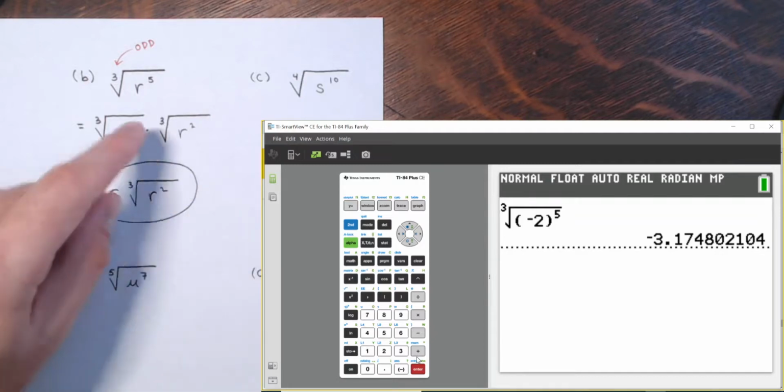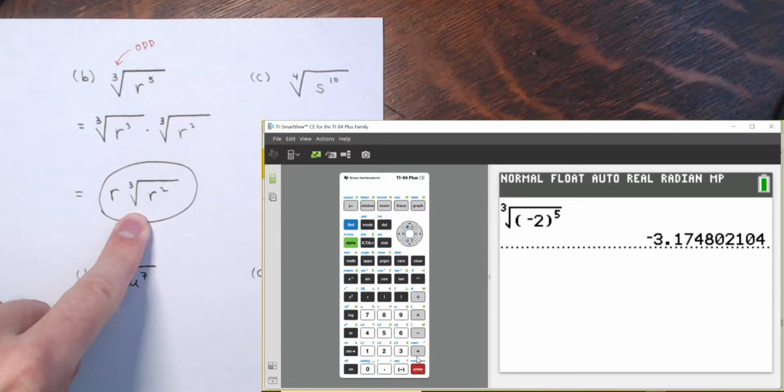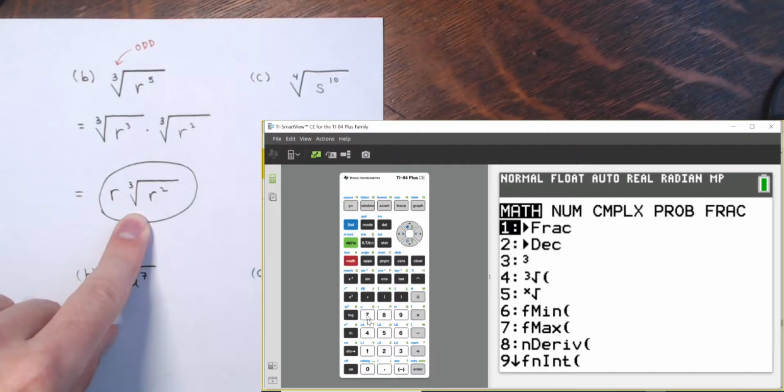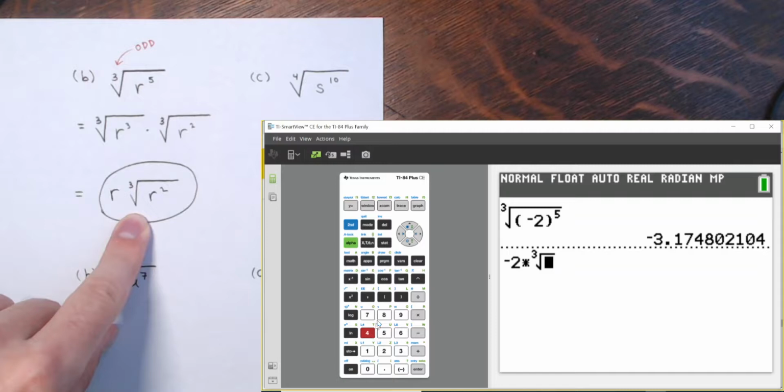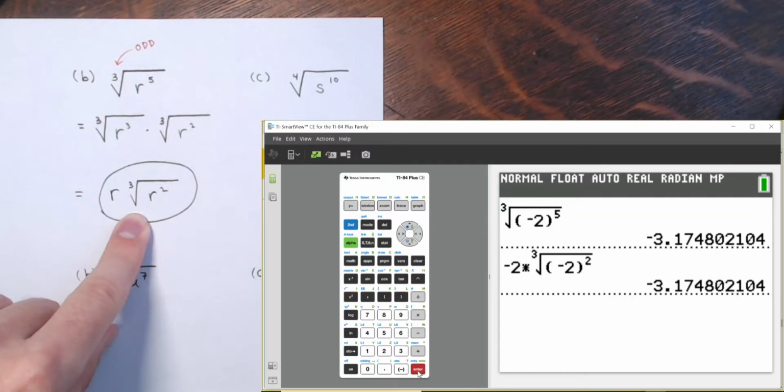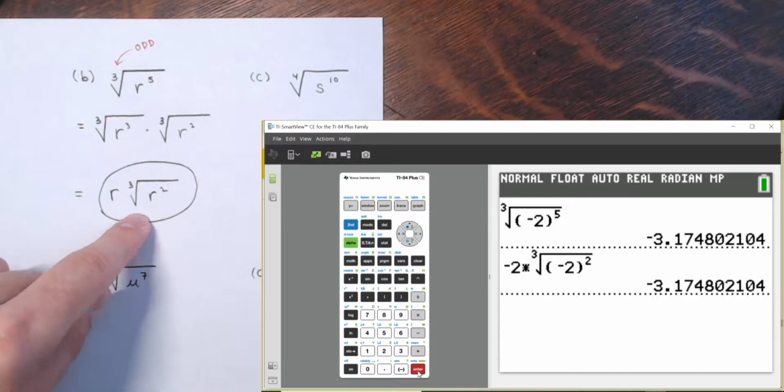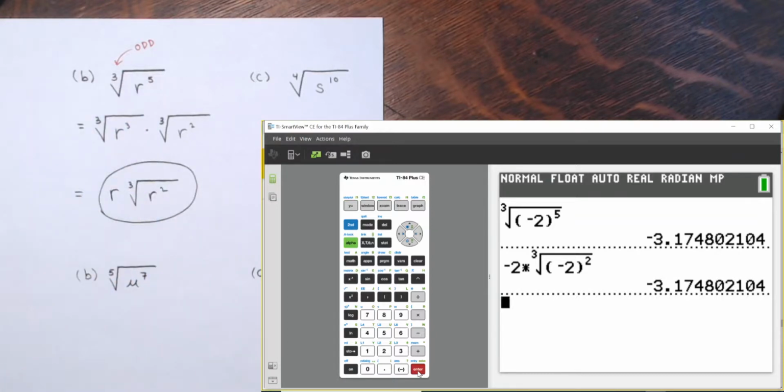Now let's look at the expression we got at the end, this R times the cube root of R squared, and see if we get the same thing. Now R is -2, so -2 times the cube root of -2 in parentheses squared. And indeed the same number. And you could do that with any value of R here. See that the value of the original expression is exactly the same as what we got at the end. And that should always be the case when you say two expressions are equal. They should always be the same value no matter what you plug in for the variables, as long as what you plug in is allowed.